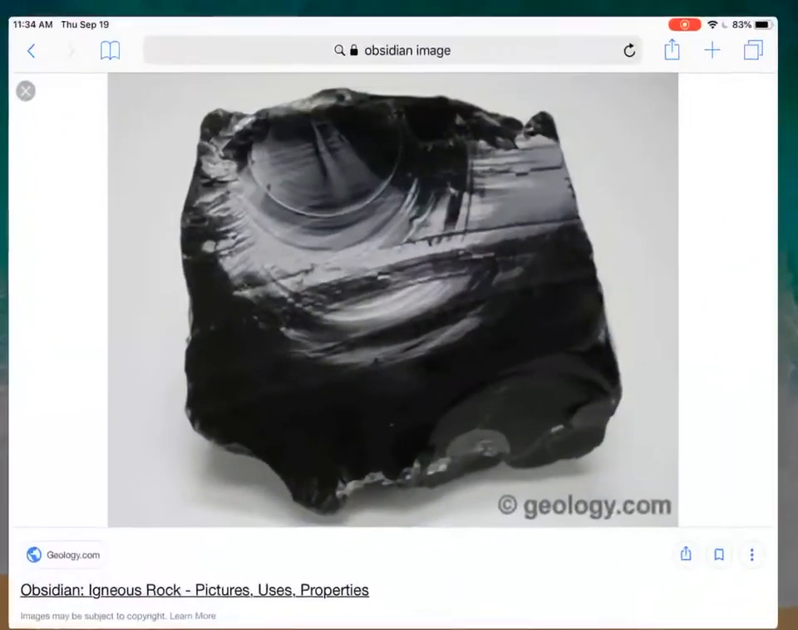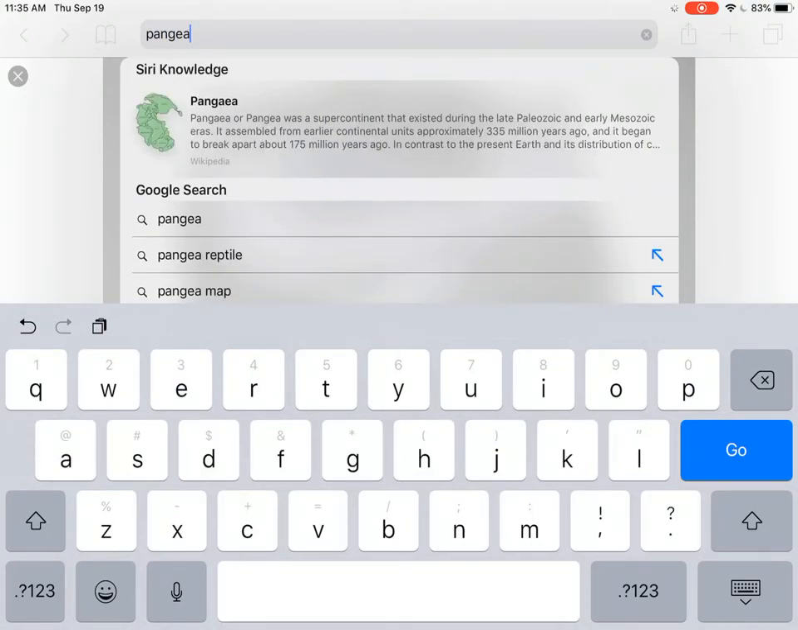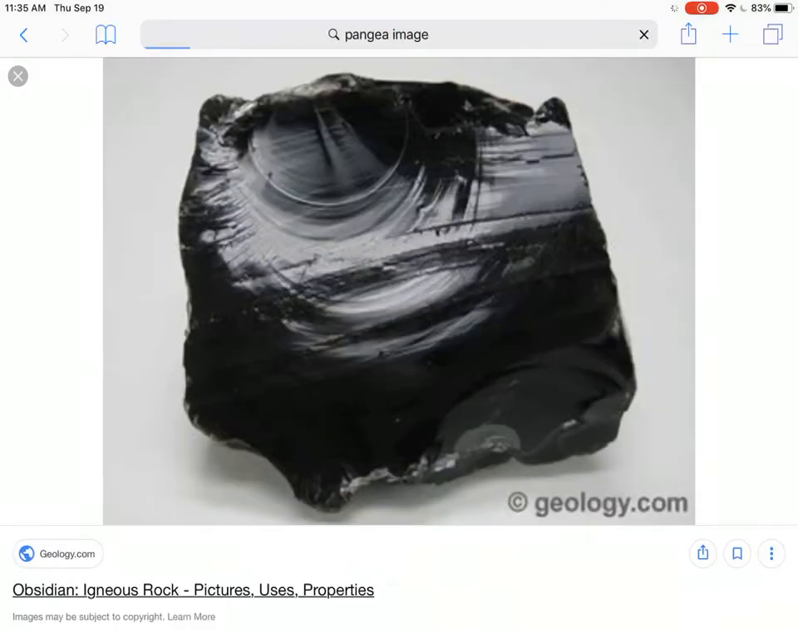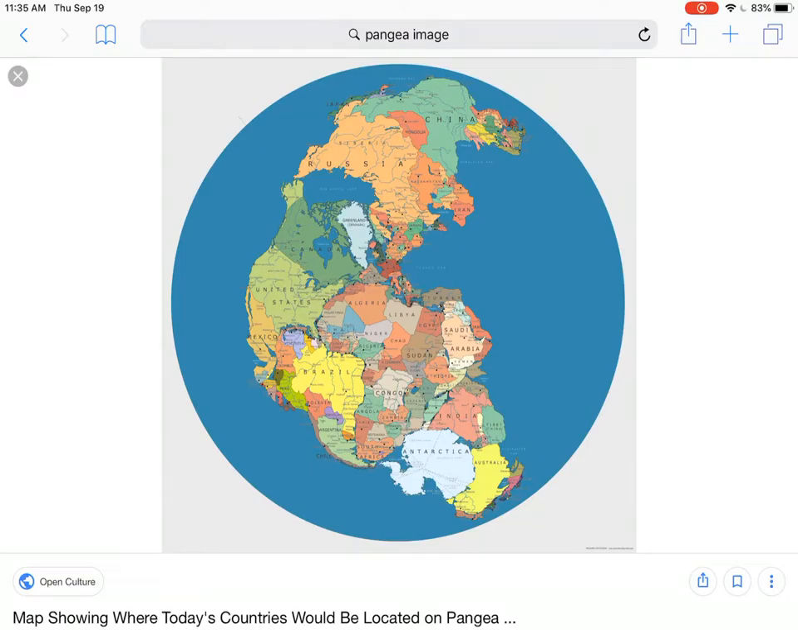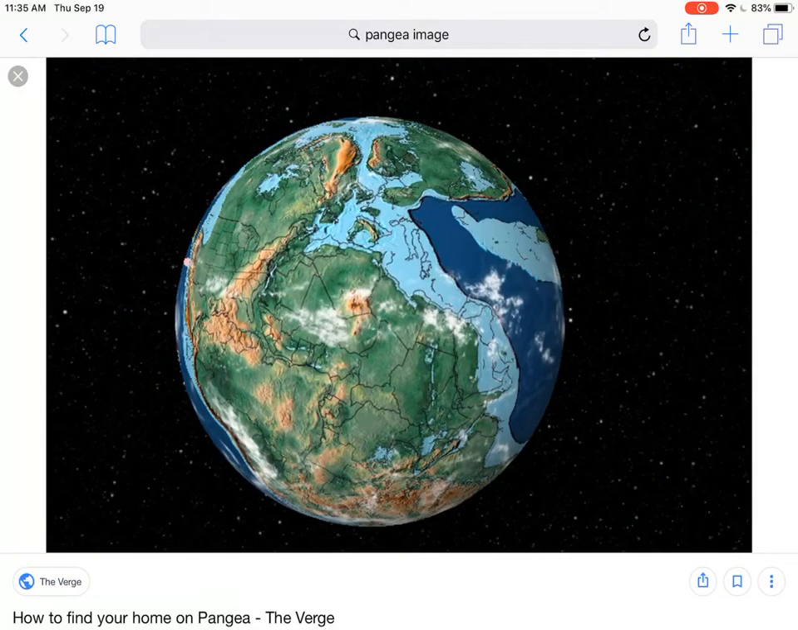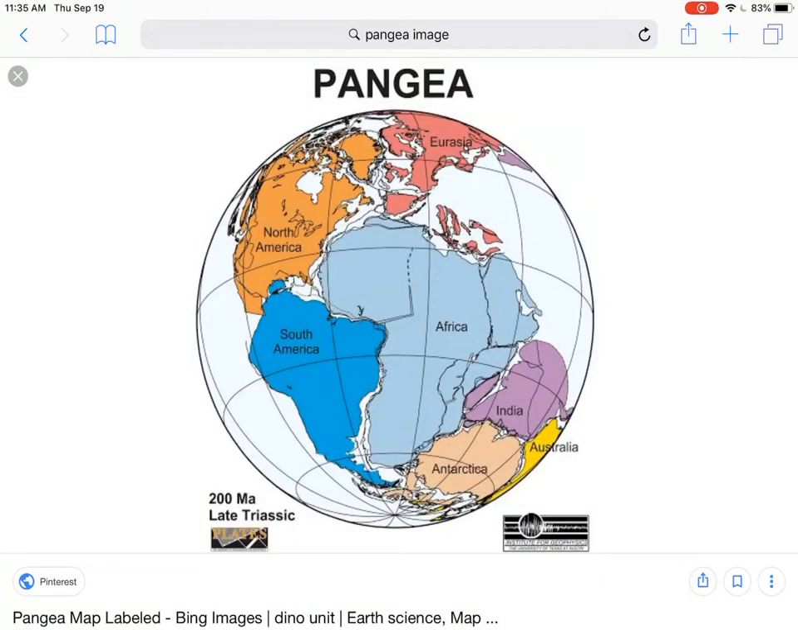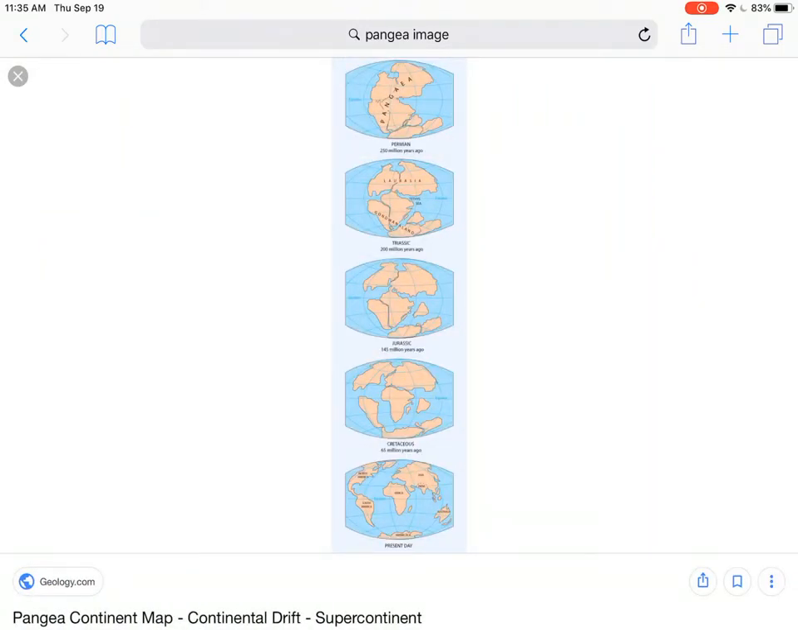So let's see if we can find a picture of Pangea. And I know we can, because it is such a huge part of science. So Pangea image. And here is a very good picture. Remember we talked about how at one time all the puzzle pieces fit together? Well, this is Pangea. This is when they were all connected. And this is your supercontinent, where everything is joined together and not separated into the 7 different continents.